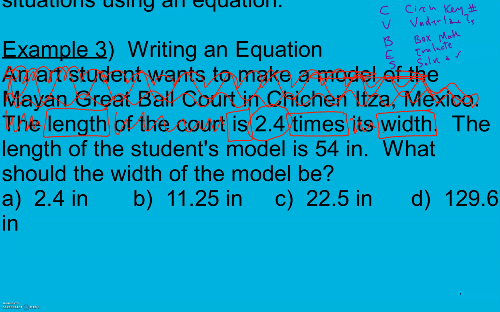The next sentence says the length of the student's model is 54 inches. 54 inches is my key number. We don't have any questions. As far as math words go, I have length and is. We don't need anything else here. Again, that of doesn't matter. It's just part of a preposition.